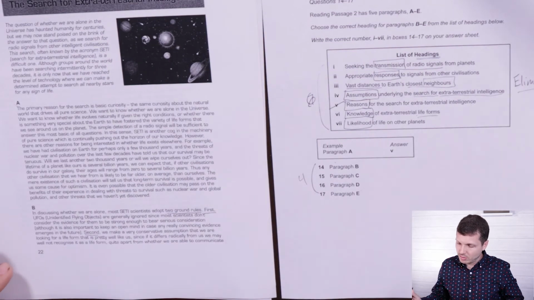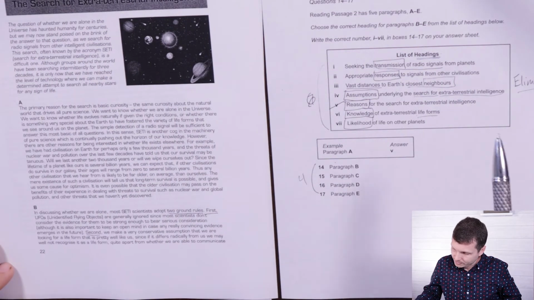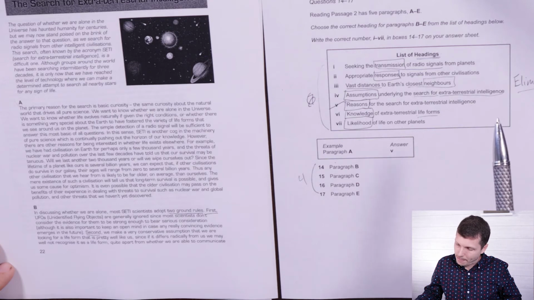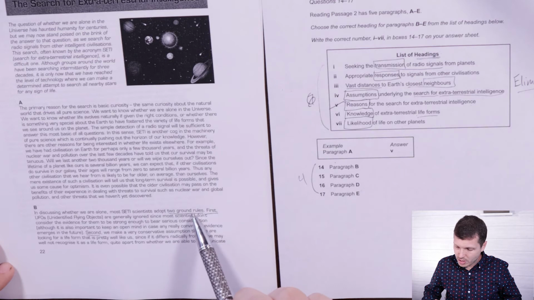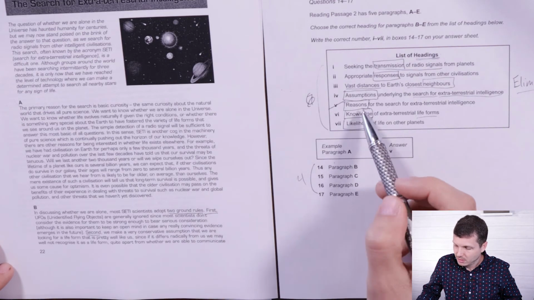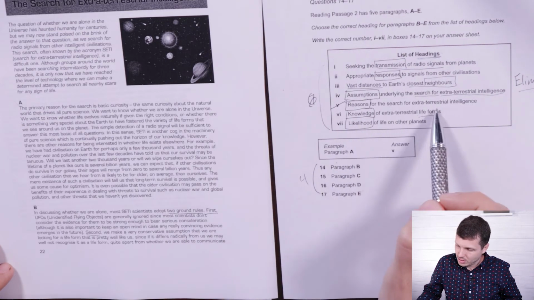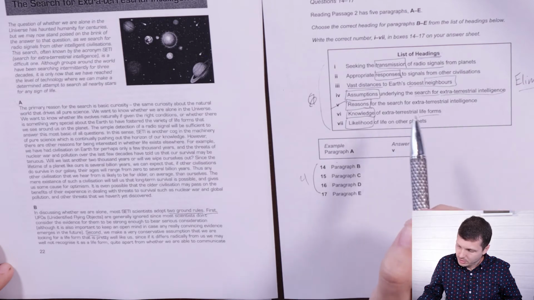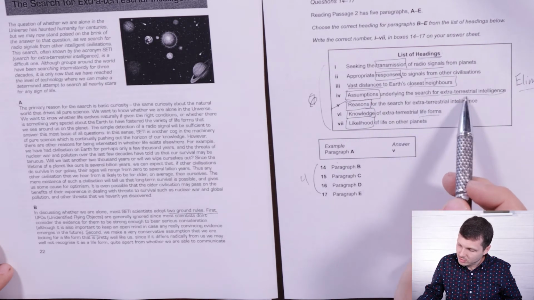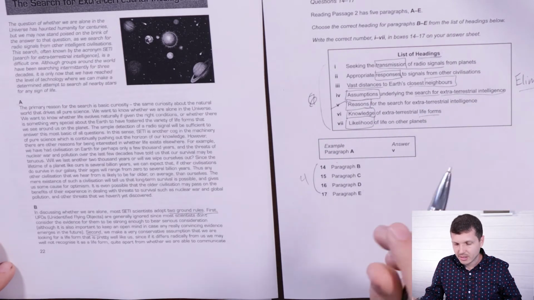Scientists adopt two ground rules. Two ground rules. What does that mean? Reasons? Ground rules for assumptions? Two ground rules is a pretty close synonym for assumptions, right?